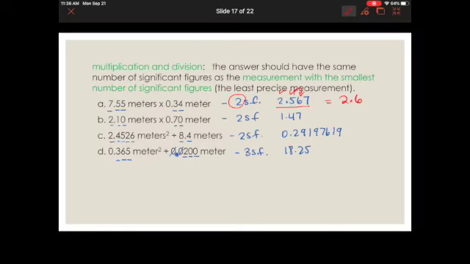My next one, I am only allowed 2 sig figs again, so I'm allowed this number and this number. I look to the right of it. I have a 7, so I'm going to round up, so it's going to be 1.5.